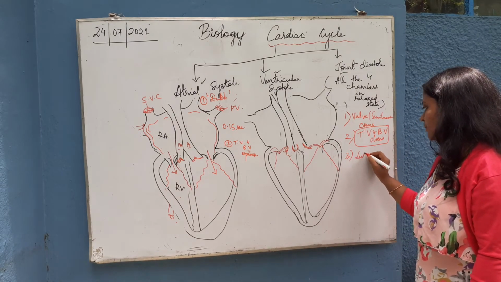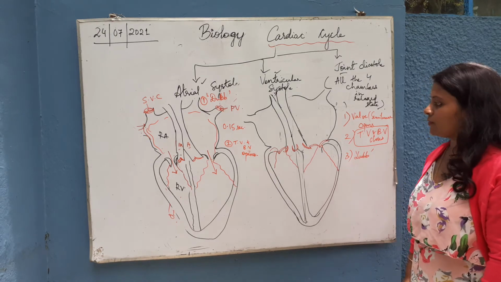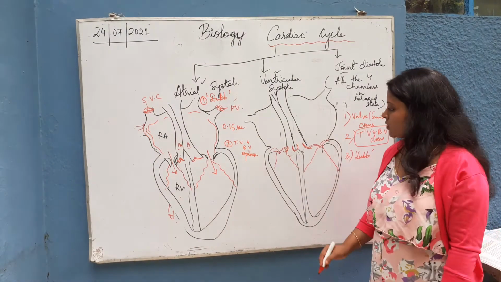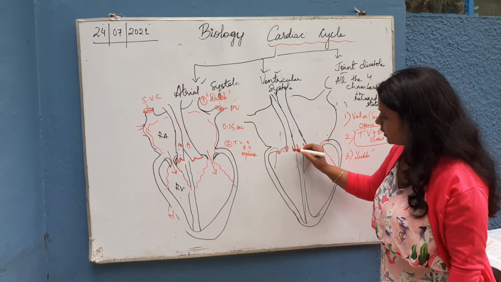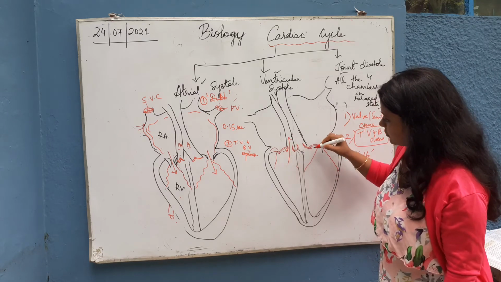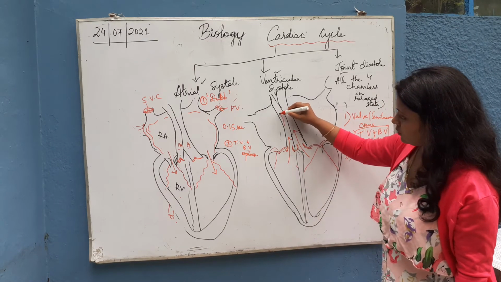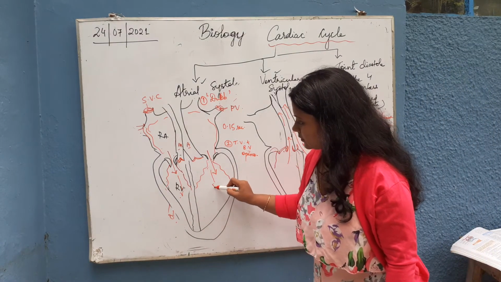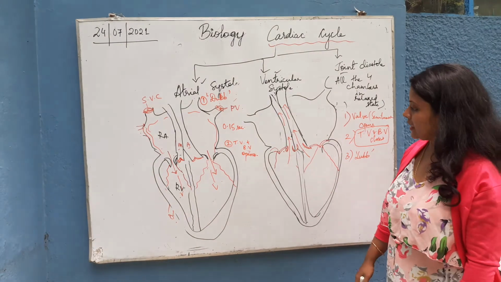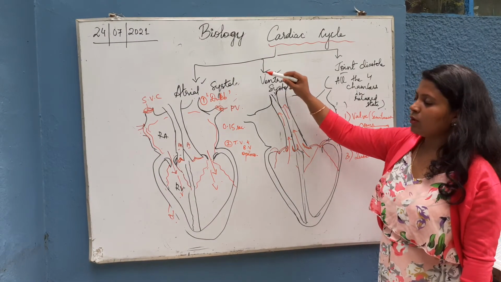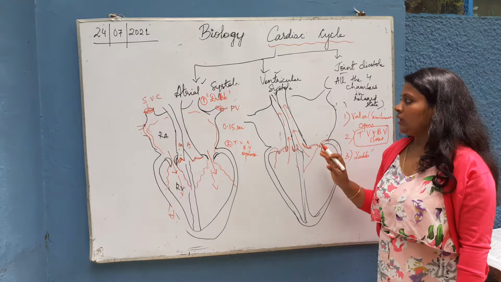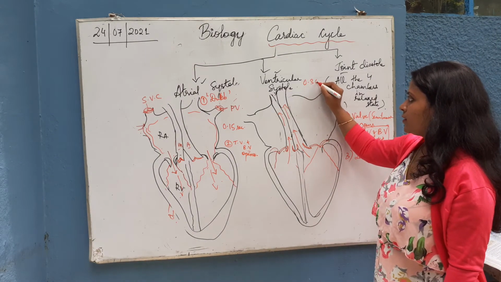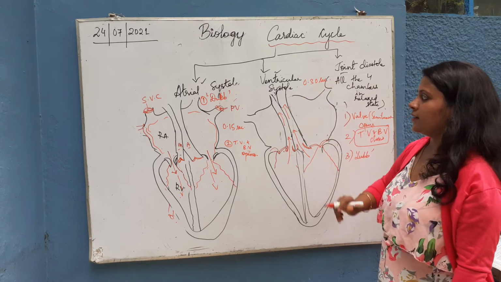Then here the lup sound is produced because of the closure of the tricuspid and bicuspid valves. So how will the blood flow? We go like this, flow. Okay. Here in this case, it has flown into the ventricles. In this case, the blood will go to the body parts. So the ventricular systole takes at least around 0.30 second. Okay.